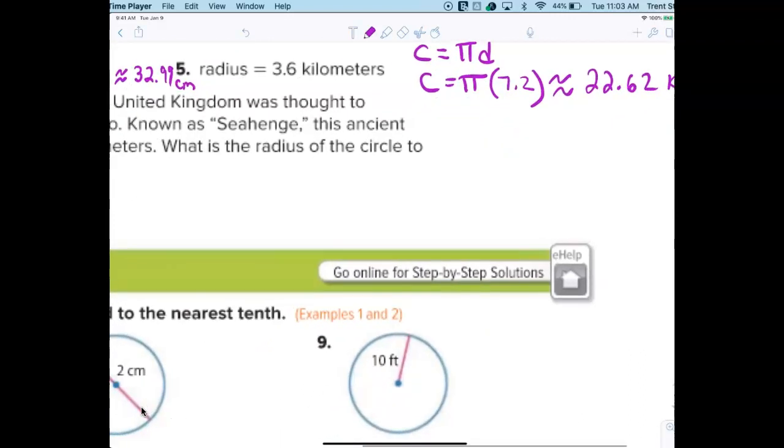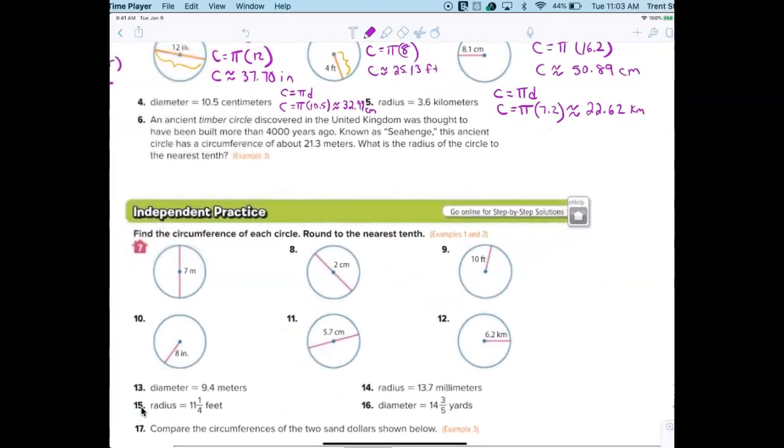All right, so here we go. So James, why don't you read number 6 for me, please? An ancient stone circle discovered there is thought to have been built more than 4,000 years ago. The ancient circle has a circumference of about 21.3 meters. What is the radius of the circle? Wow, okay, so now we're working backwards.